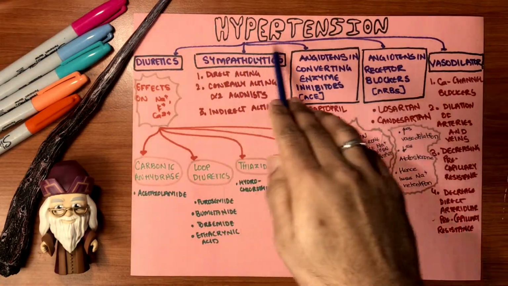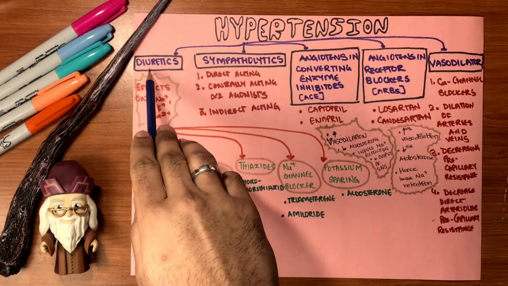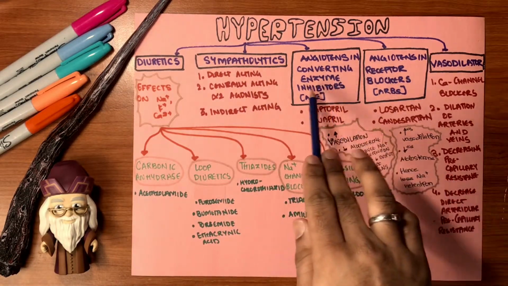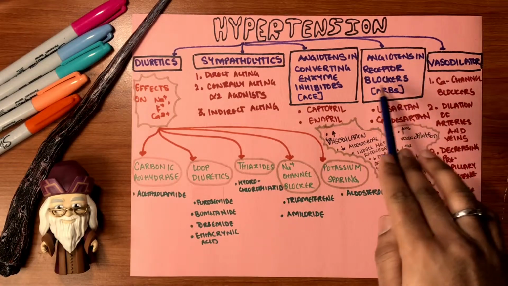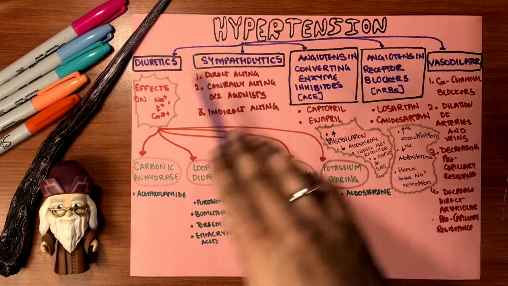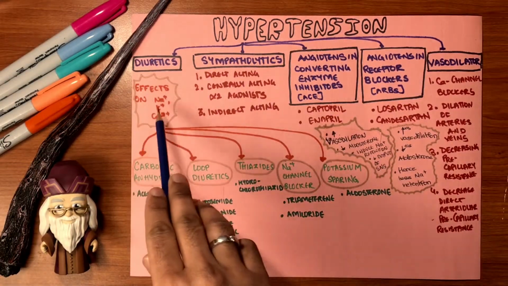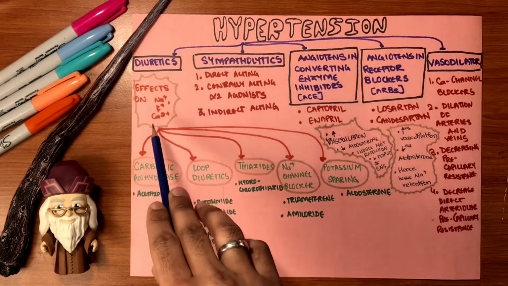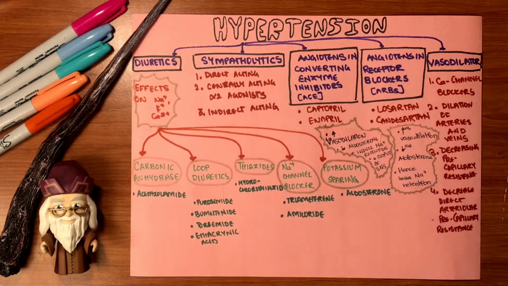Alright, let's take a look at antihypertensive drugs. During hypertension, we prescribe diuretics, sympatholytic drugs, angiotensin converting enzyme inhibitors or ACE inhibitors, angiotensin receptor blockers or ARBs, and vasodilators. Among these groups, the first line of treatment is diuretics because it has effects on sodium, potassium, calcium. Hence, it reduces the sodium water retention and mineral content, reducing the blood volume.